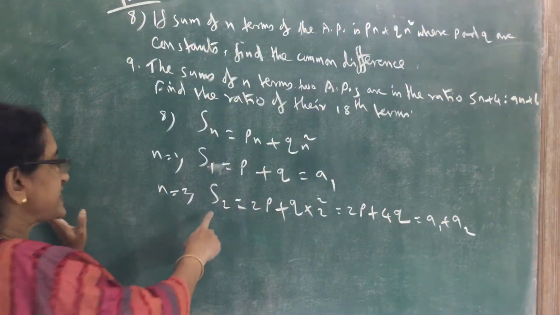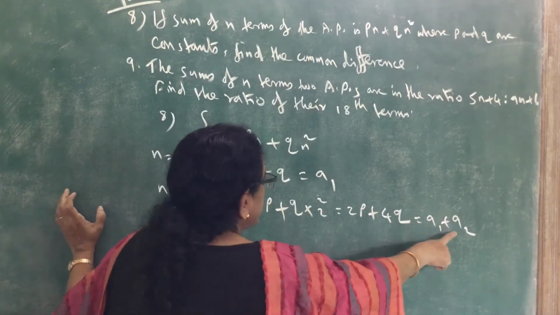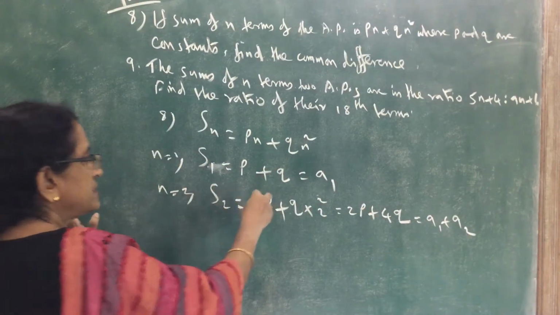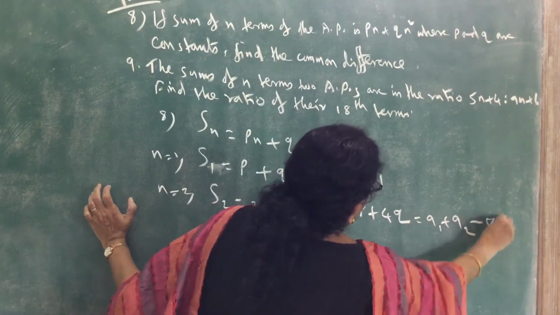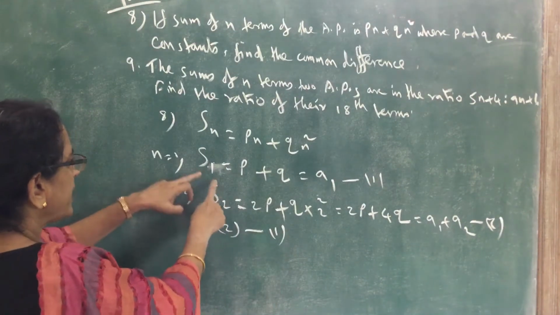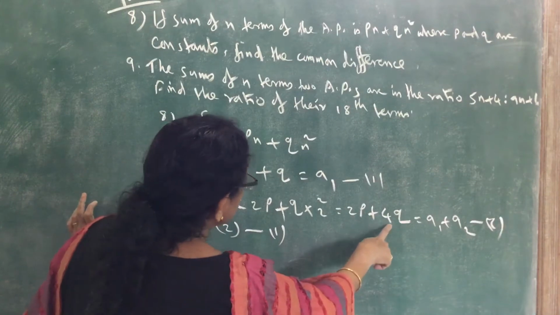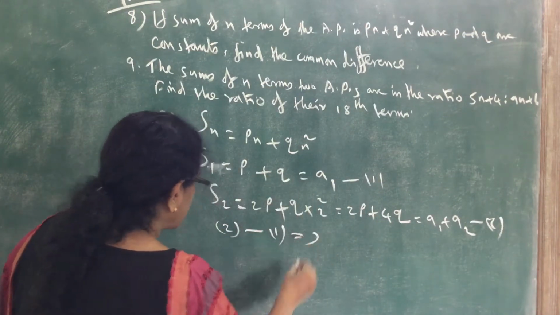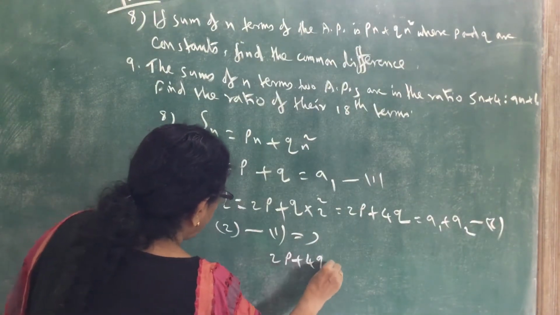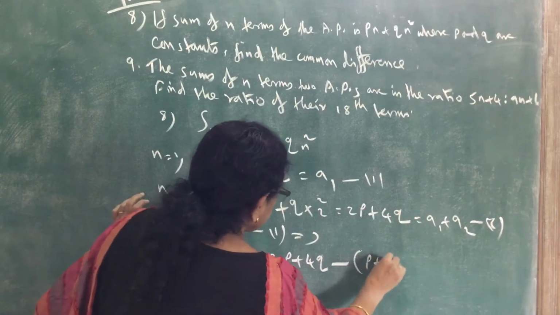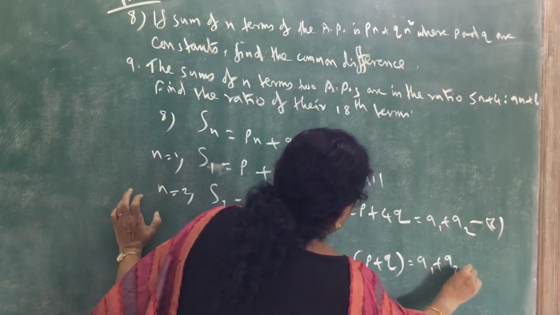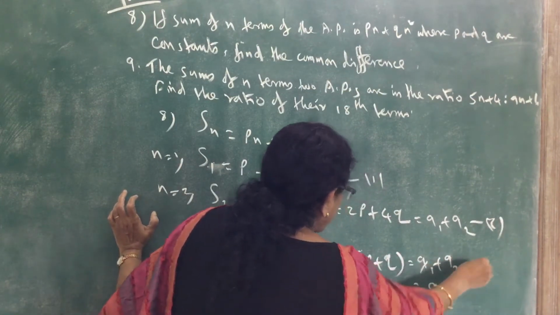So when we subtract, what is S2 minus S1? A1 plus A2 minus A1. Otherwise we can substitute A1 as P plus Q. This is equation 1, equation 2. Subtract equation 2 minus equation 1. That is 2P plus 4Q minus (P plus Q), equal to A1 plus A2 minus A1, where A1 cancels, leaving A2.